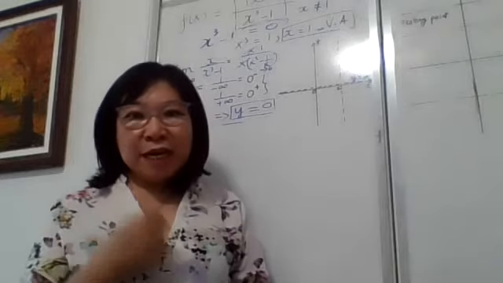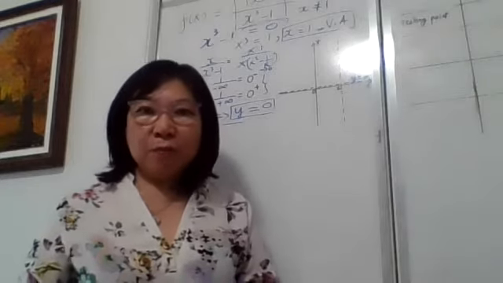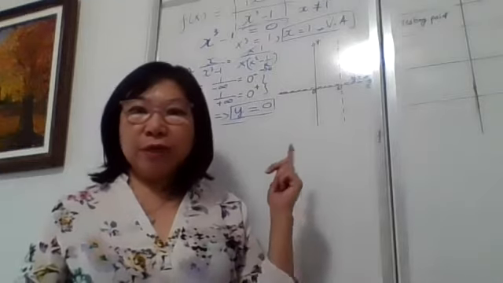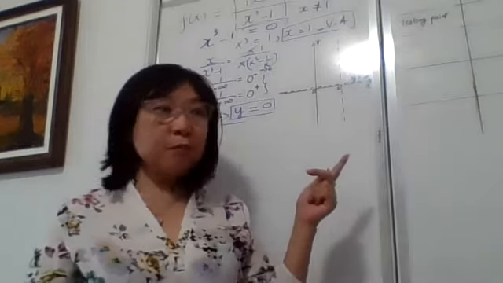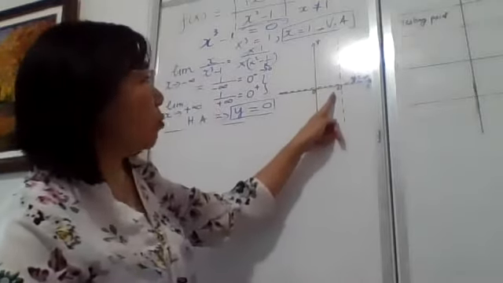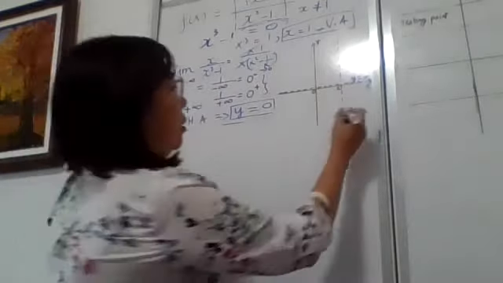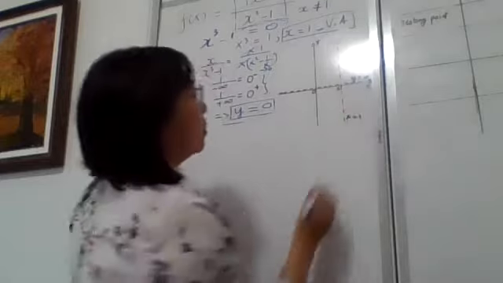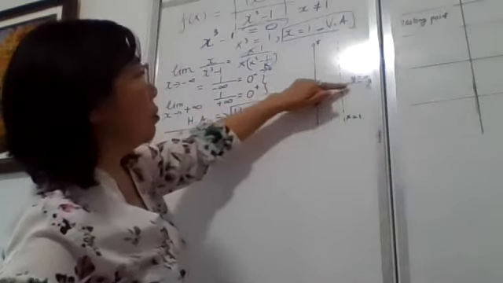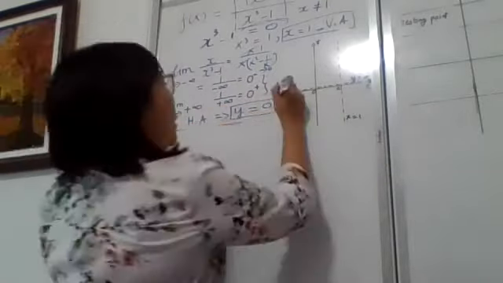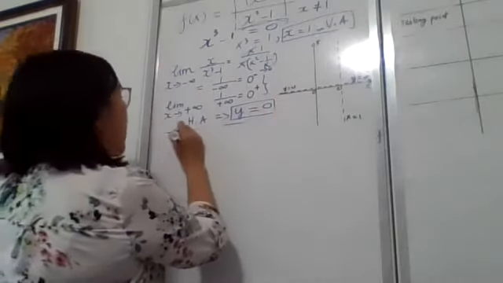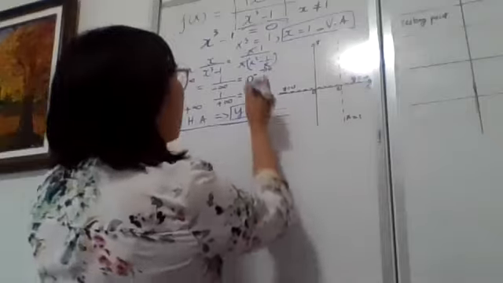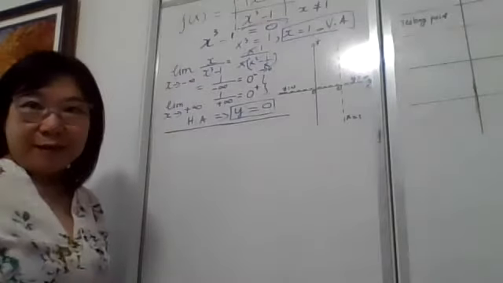Okay, so we analyze the limit of the function, and we realize that we have one vertical asymptote at x equal 1, right? This is the vertical asymptote, and one horizontal asymptote at y equal 0. So now, at this point, we can move on and do the first derivative, right?